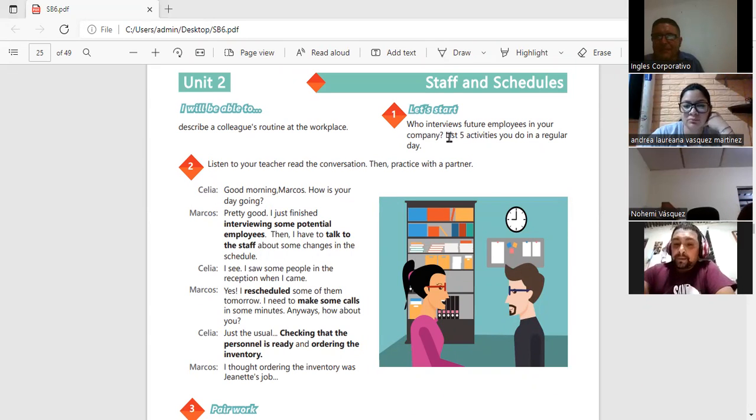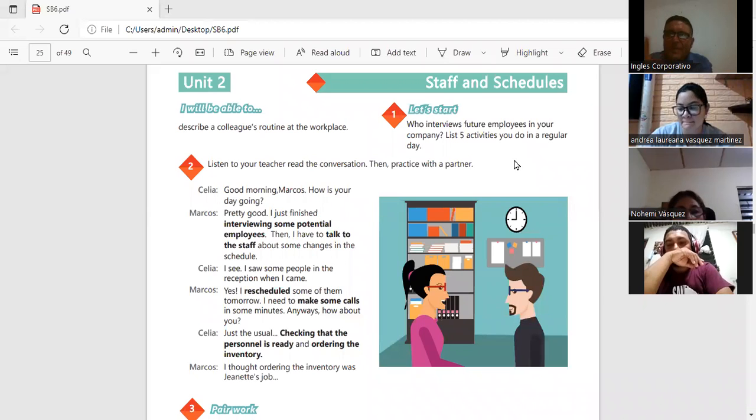It says, list five activities you do in a regular day. Entonces, everybody here comes from different companies, different positions, different departments. But everybody has responsibilities. Everybody, without exception. So, list five things you do in a regular day. Escriba cinco actividades que usted hace en un día regular en su trabajo.